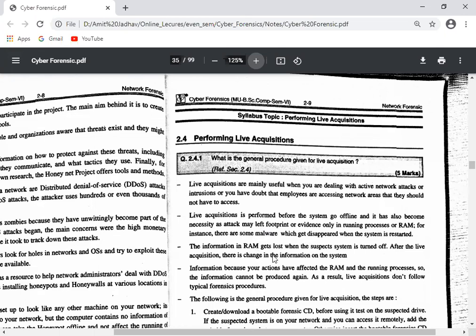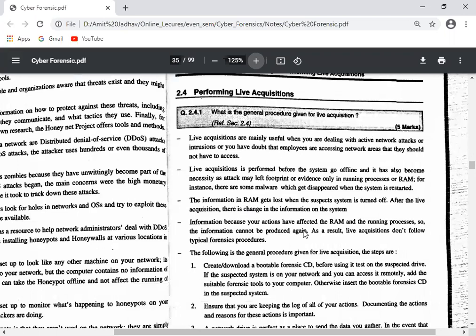The information in RAM gets lost when the suspect system is turned off. After the live acquisition, there is a change in the information on the system. So if our system restarts, we can check the live acquisition before system shutdown and after system shutdown. We compare the two, and if we find a difference, then it is 100% certain that an attack was performed.